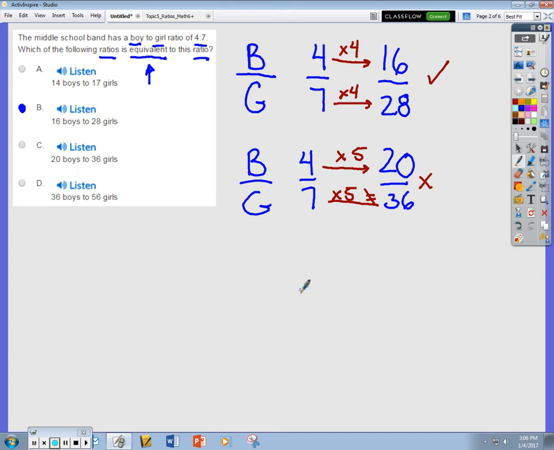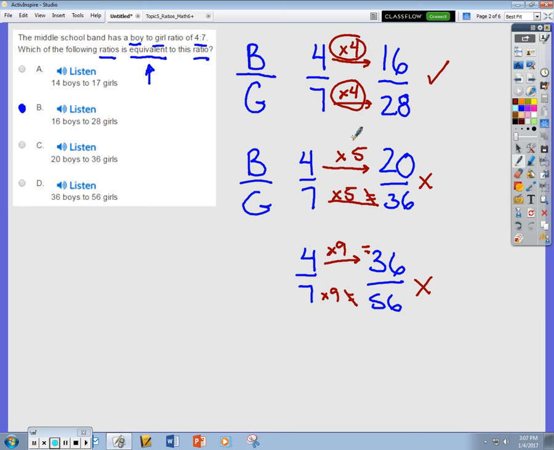I'll finally try the last one here. Again, boys 4, girls 7. We have 36 boys and 56 girls. I ask myself, what factor times 4 gives me 36? Times 9. 9 times 4 does indeed equal 36. Well, 7 times 9 does not equal 56, so this would not be an equivalent ratio to 4 to 7. So the only correct answer here would be B, 16 to 28. Again, I am finding the factors, and whatever factor I use for the top term, I must use for the bottom term, or the factor I use for the bottom term, I must use for the top term.